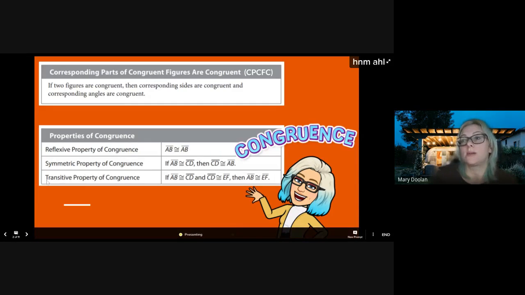And then the last one that we're going to be looking at and using is the transitive property of congruence. So if it's given that side AB is congruent to side CD, and also it's given that side CD is congruent to side EF, the transitive property says that since this thing here is congruent to that, and that's also congruent to this, then the very first thing, side AB, is congruent to the very last thing. Side AB is congruent to side EF. That's transitive property. So these will show up in our proofs.